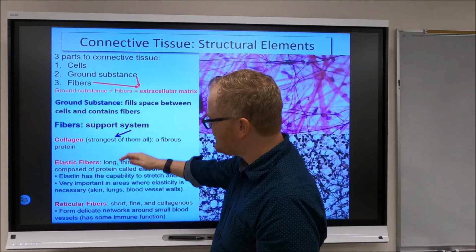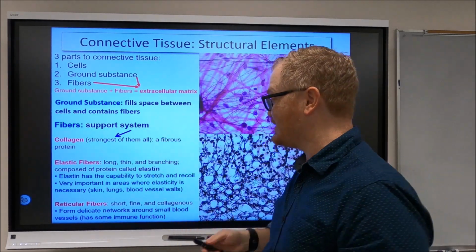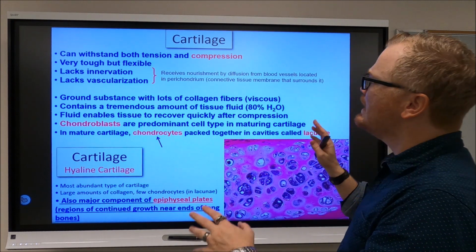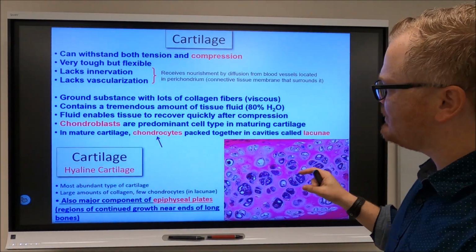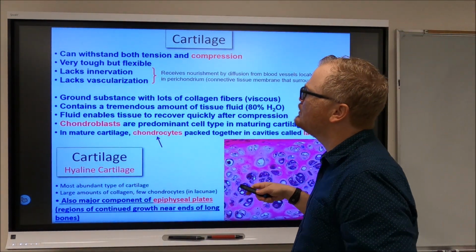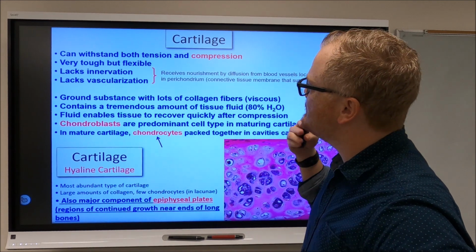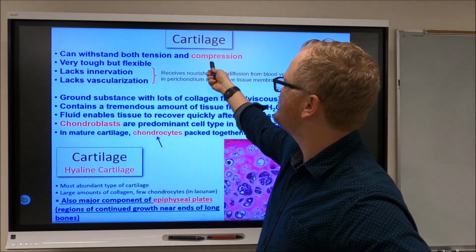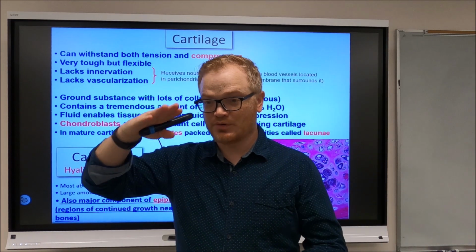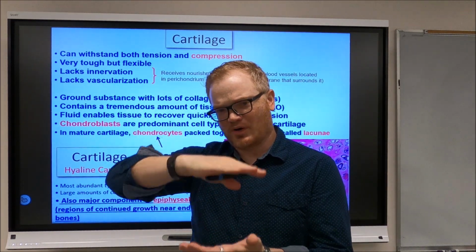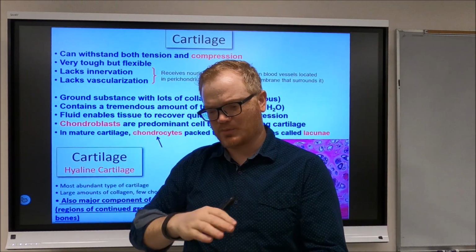So collagen: incredibly strong, elastic fiber, quite flexible by comparison. Now, I would like to talk a little bit about cartilage. I think this is a meaningful thing to do. Cartilage is important mostly because of its ability to take compression. It is great at being compressed and relaxed, compressed and relaxed.